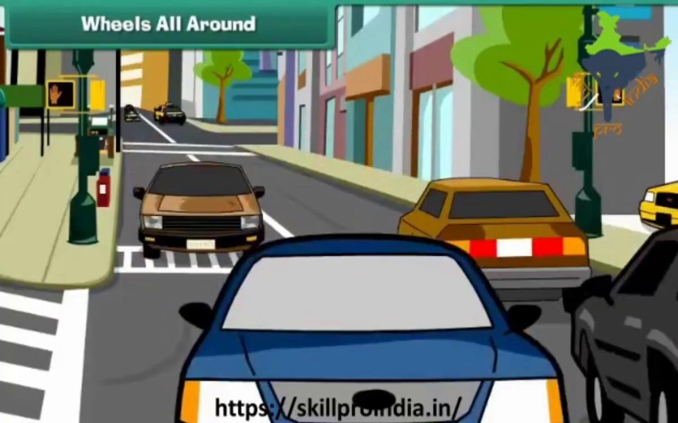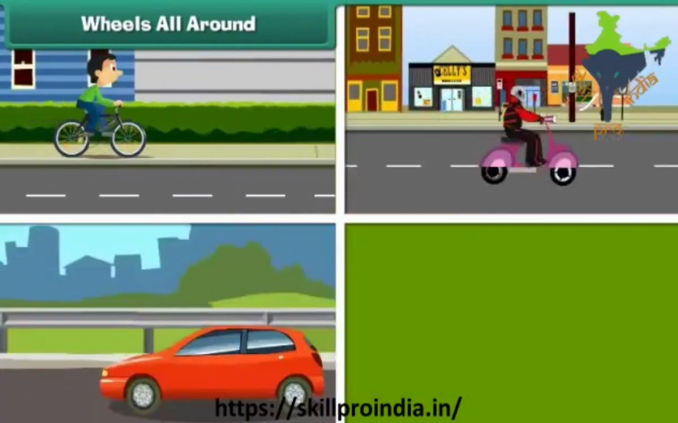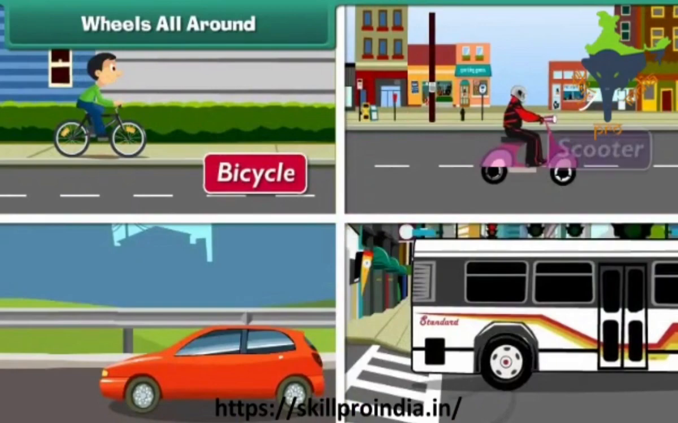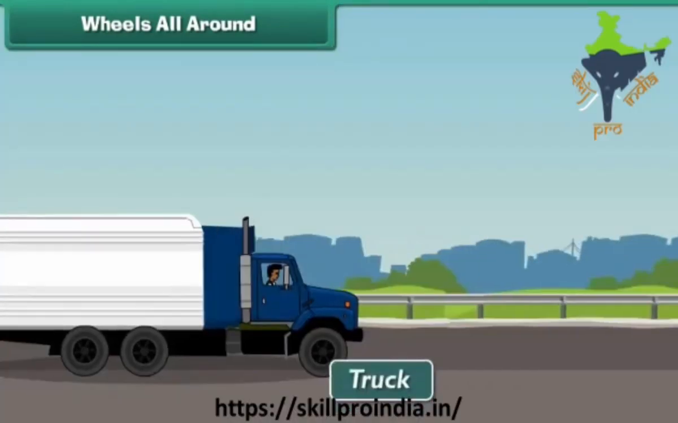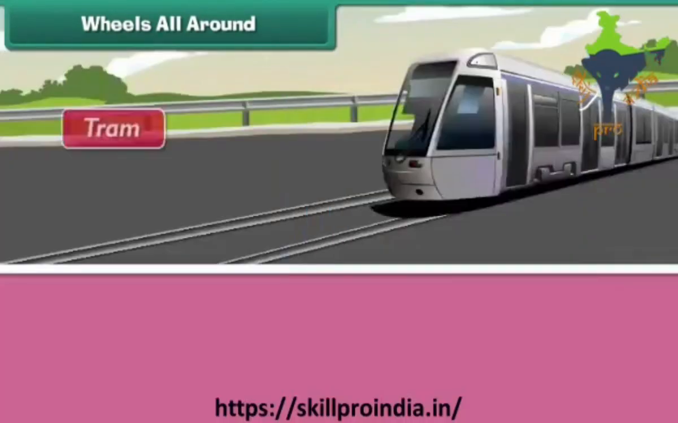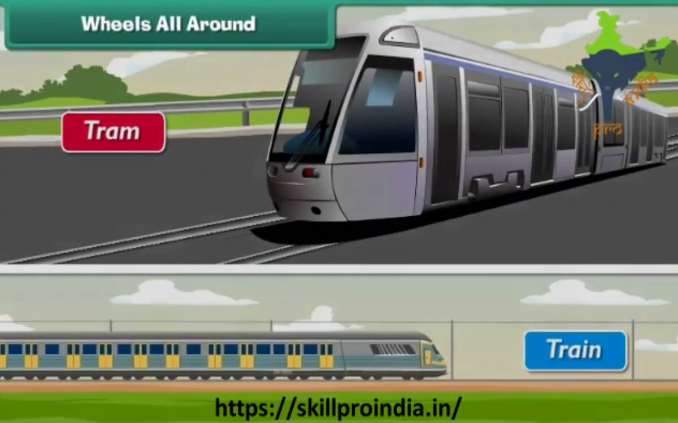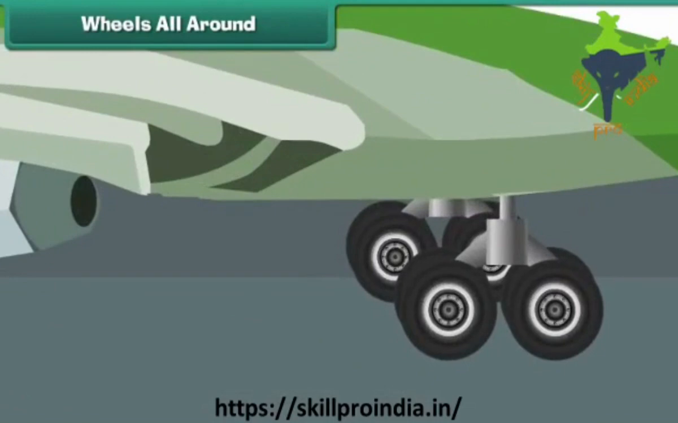Wheels all around. All vehicles that move on roads and rails, such as bicycles, scooters, cars, buses, trucks, trams, and trains have wheels. Aeroplanes also have wheels because they move on the road first before taking off.